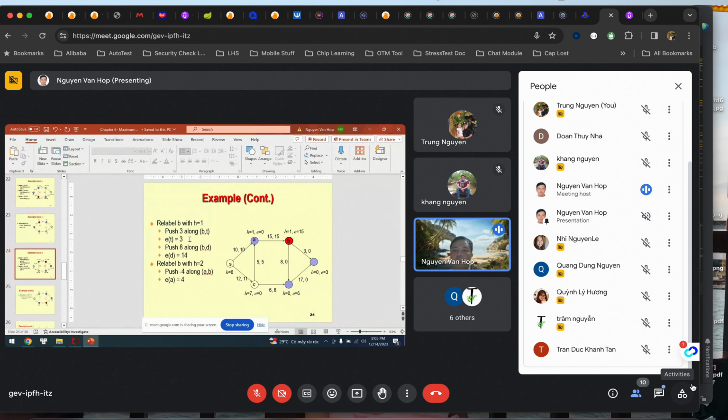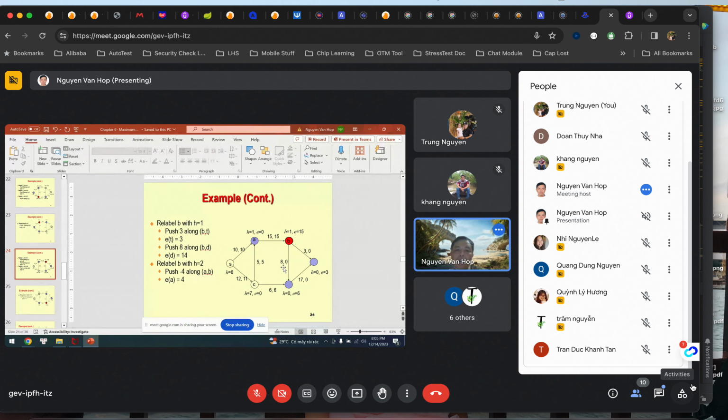Here, the first one, they push 8 to node D. Therefore the excess of this one after 8 will be 14, right? Then you see that 8 and 6, 14 is okay. Therefore, temporarily, you leave it there. This is 3, 3 is okay. You leave it there. And actually, that's it.